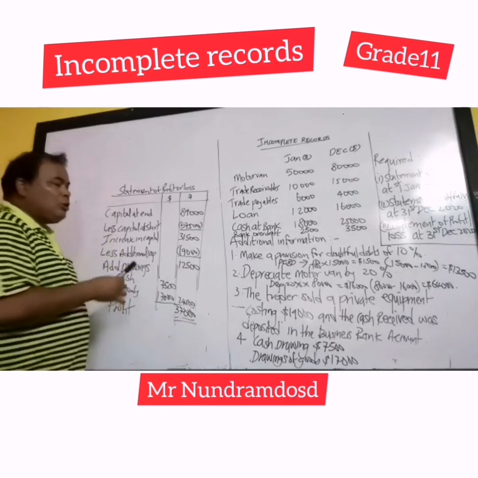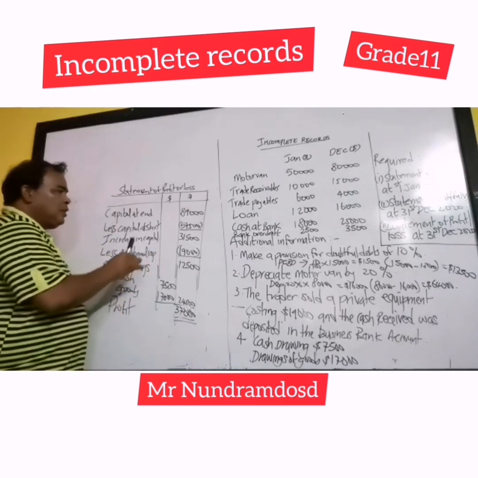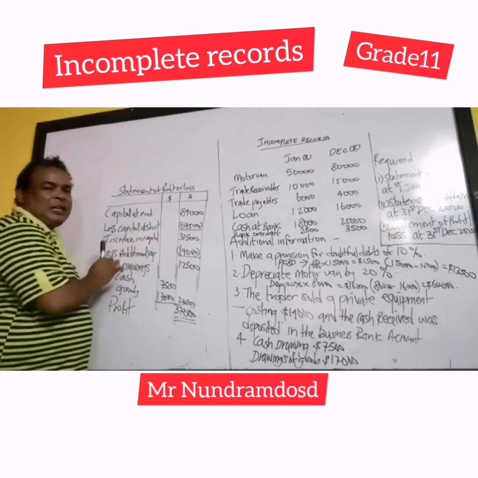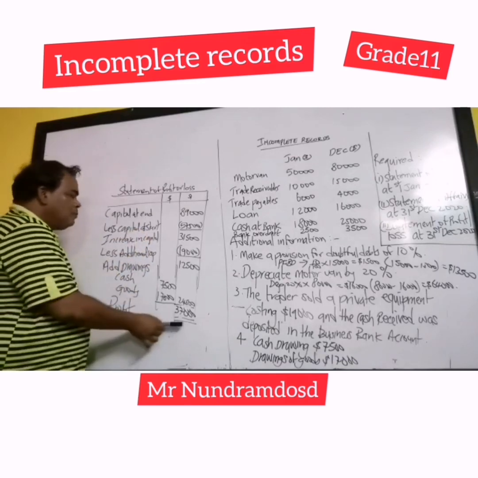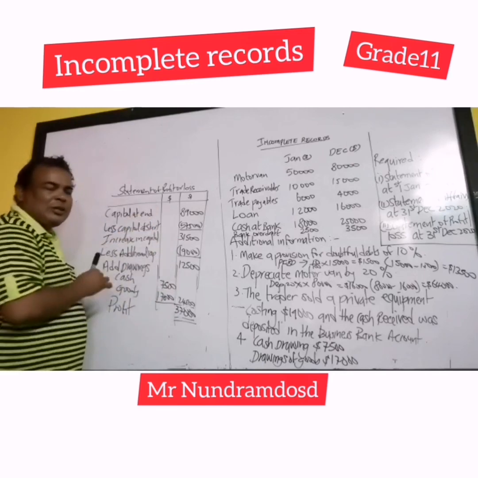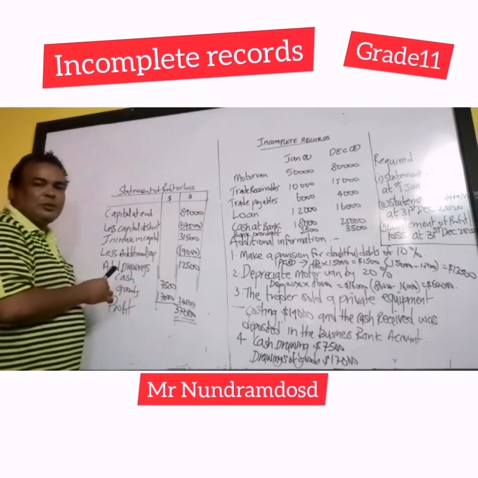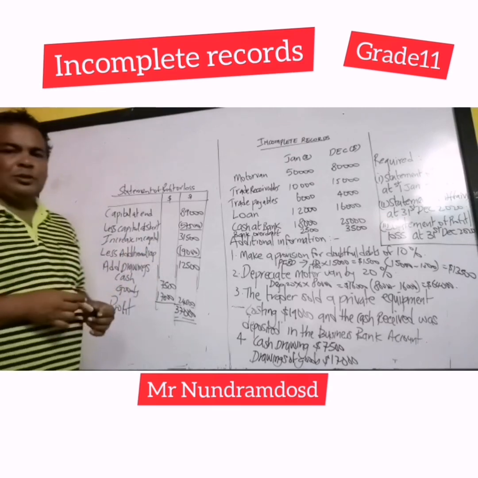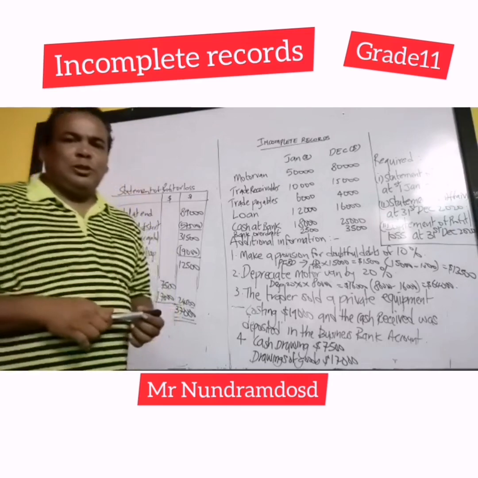So you may be given multiple choice on this part where you will have to calculate the missing figure. At times capital at end will not be given, so you have to use the format to calculate it, or profit may not be given, you have to calculate profit or drawings and so on. So it is important to master this format properly so that you can tackle the multiple choice questions in the exams.